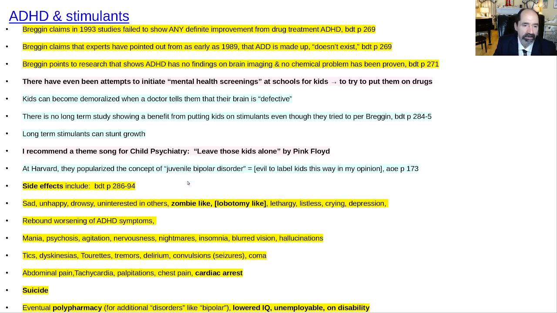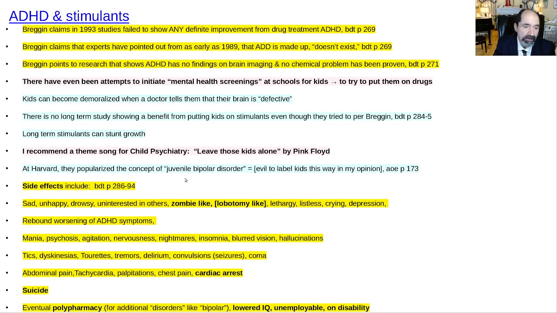It was Harvard where they popularized the concept of juvenile bipolar disorder. Okay, I think I read a book by a Harvard doctor recommending stimulants for attention deficit and whatnot. It's evil, okay? And it's a way to get grant money. You promote these types of things and a lot more drugs are going to be sold. It's bad. Okay, side effects.